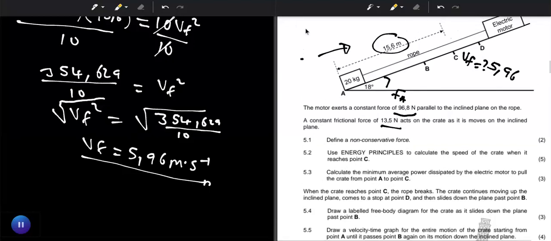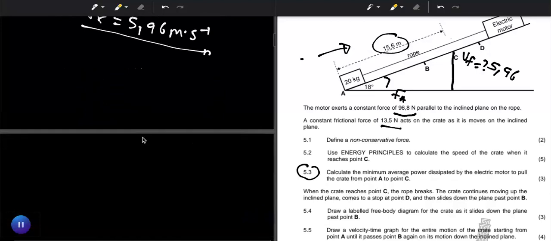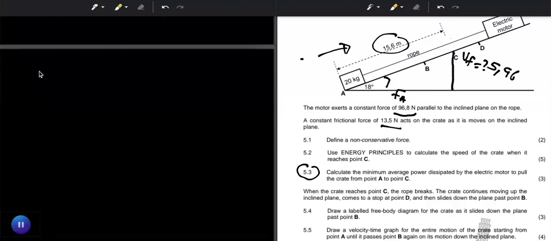Okay, there are many ways to do it. You can also calculate this height over here, and therefore work with work done by non-conservative forces, but it's up to you. You can also do it like that. Okay. Now let's go to 5.3. So when we get to 5.3, let me just scroll down.